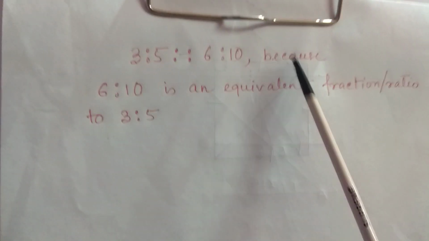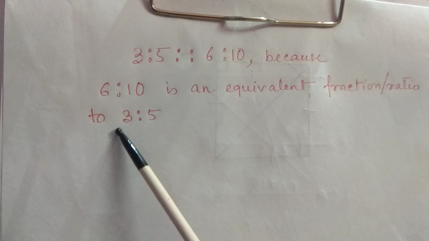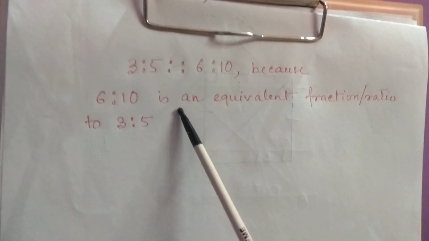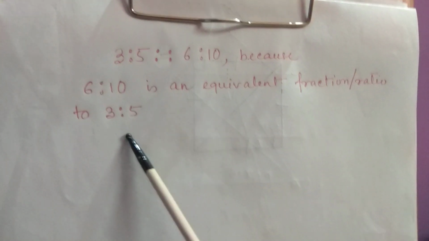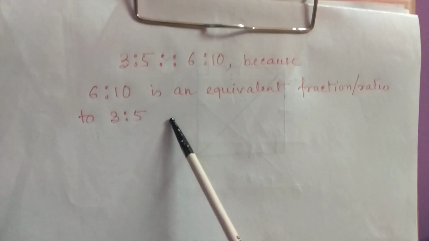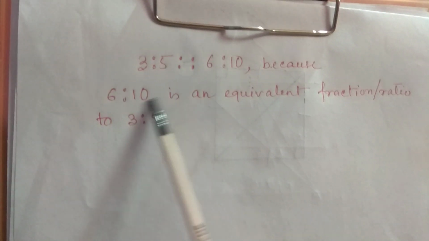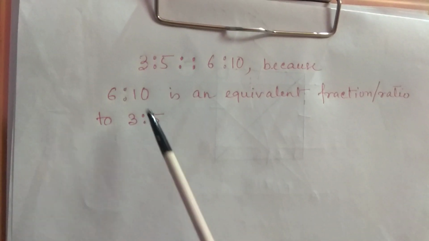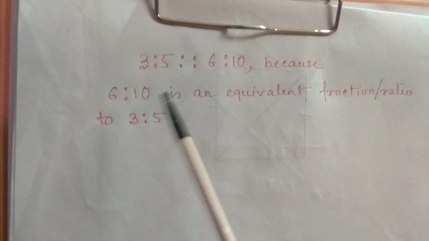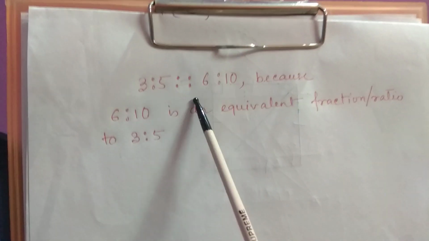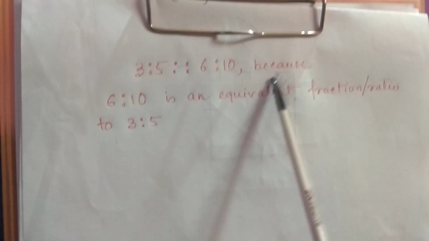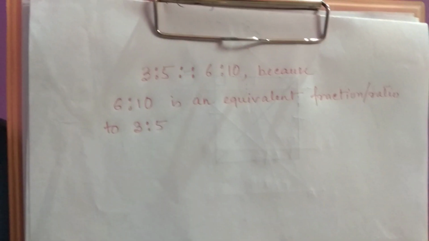Here I have written the reason. Why? 6:10 is an equivalent fraction or ratio to 3:5. That means if we simplify 6:10, we will get back to 3:5. So we can say that 3:5 is proportional to 6:10.